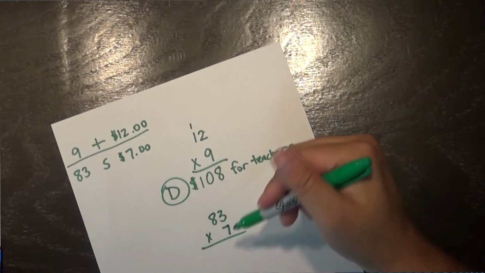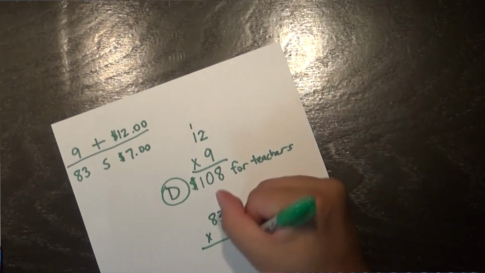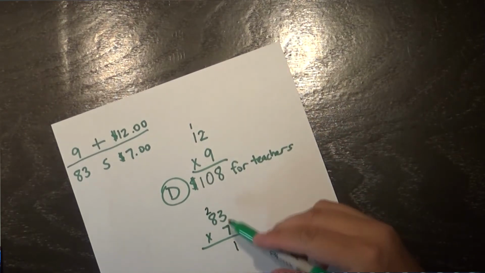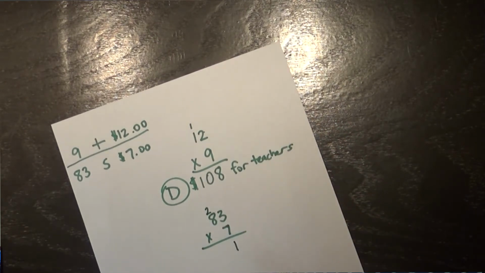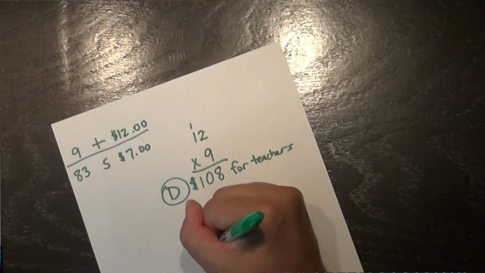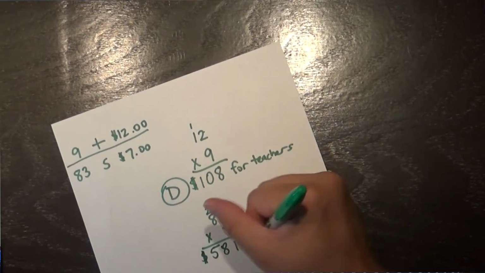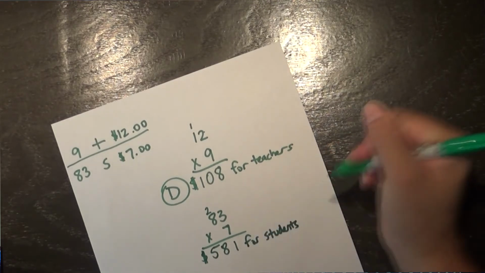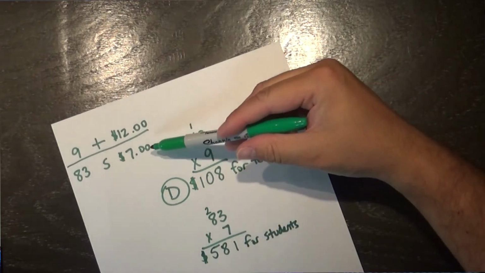Let's go ahead and do some math. So we have 7 times 3, that's going to give me 21. So I'll put my 2 up top. I have 7 times 8, that's going to give me 56, plus 2, that gives me 58. Okay, so this math then tells me that it costs $581 for the students. It costs $7 for each student.